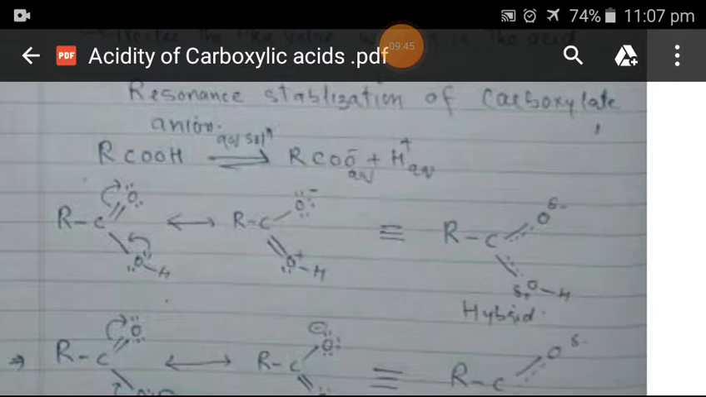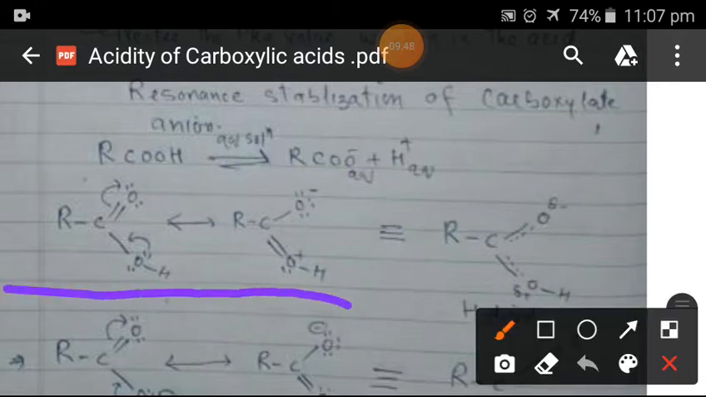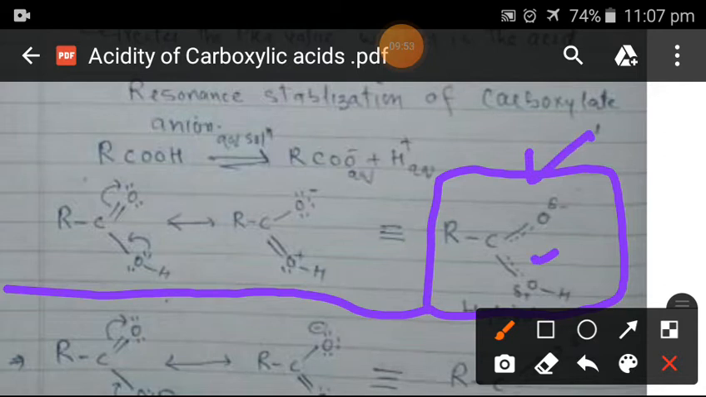As a result, we see that the resonance hybrid structure of this carboxylic acid is less stable, because this oxygen carries positive charge, and there occurs charge separation. So there are two reasons why this carboxylic acid resonance hybrid becomes less stable. First, there occurs positive and negative charge separation. When we discuss the rules of resonance, we see that the more the charge separation, the less the stability. As a result, this will be less stable.